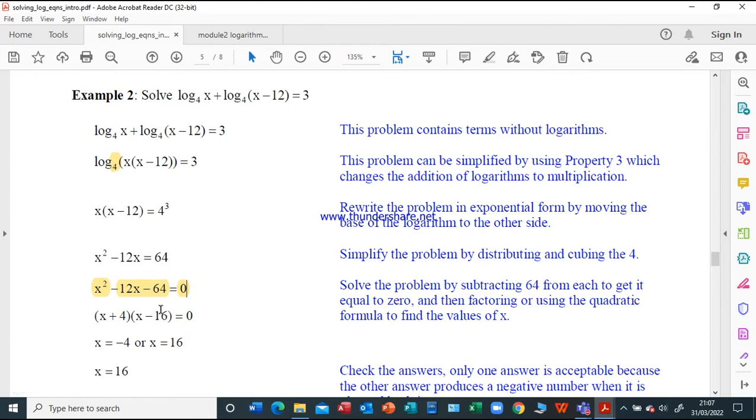Yeah, so that's where we are, and we simplify that and end up with the x values being either x is equal to negative 4 or x is equal to 16.